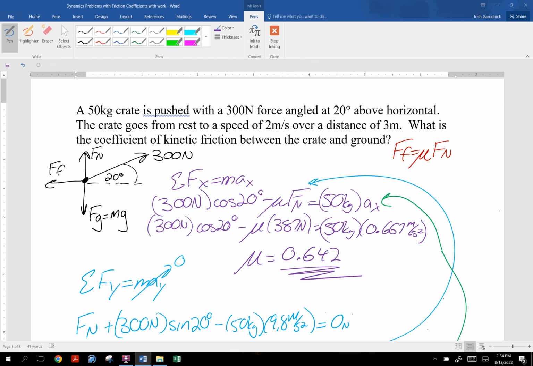It's rare that we have a problem where the coefficient of friction is greater than 1, and we discussed this in class as to why. All right, so that's it. It's basically the same thing you've been doing, except instead of writing friction, you write mu Fn. So let's recap this.